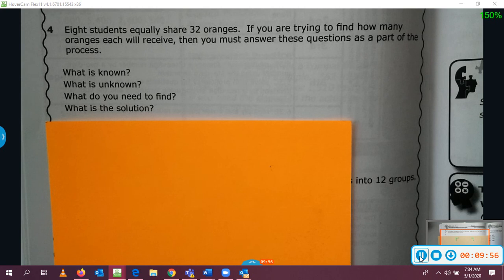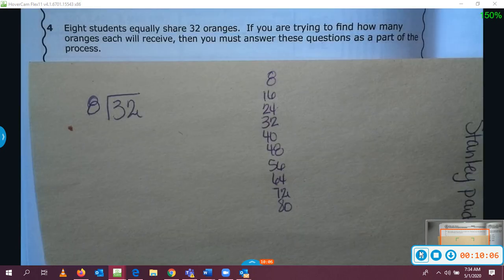So what is the solution? So your solution will be 32 divided by 8 equals, pause the video. Okay, you back? Alright, so then we need to write the division problem. 32 divided by 8. So if you don't know it right off the bat, you can remember the song that we've been learning all year. Here we go.